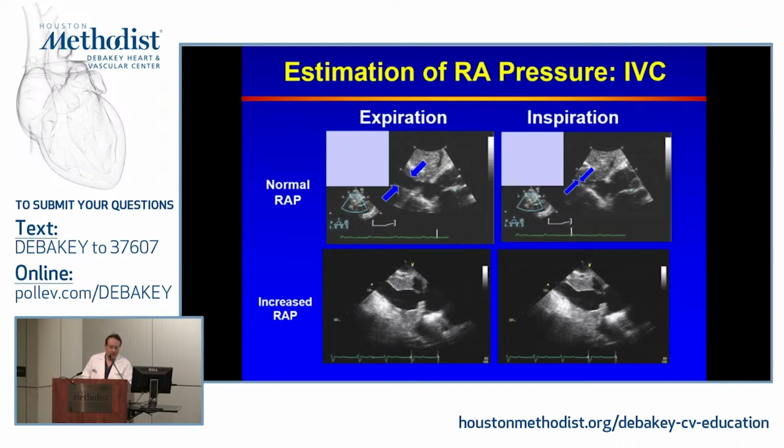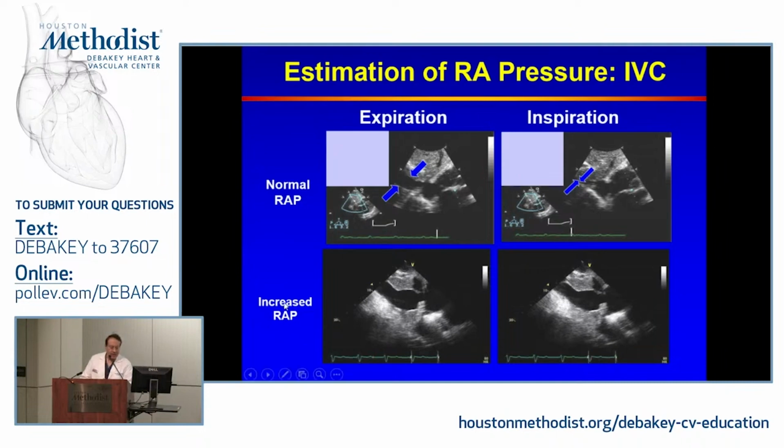The idea is as the RAP goes up, the IVC diameter goes up, and the collapse of the IVC with inspiration becomes less. If somebody takes a deep breath in, the right ventricle, so to speak, the right atrium sucks the blood from the vena cava, and these collapse. But if the pressure is high, even though there is this effort of trying to get blood out of the vena cava, they will remain dilated.